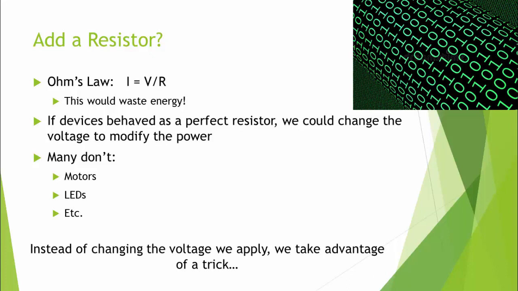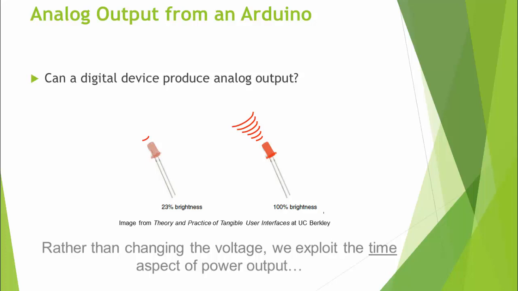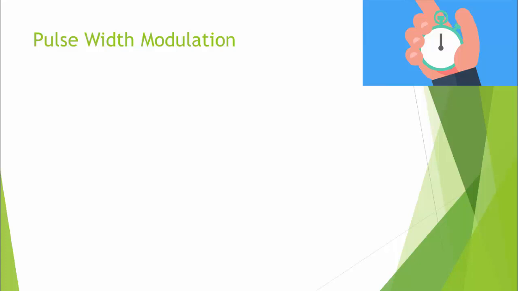Now what's the solution? Instead of changing the voltage, instead of applying a resistor, we use a different trick. So if we want to get analog output from an Arduino, if we want our digital device to produce analog output, rather than changing the potential, rather than changing the resistance, what we're going to do is we're going to look at that time aspect. Remember, it's joules per second, right? So we're going to use the time aspect to vary our power output. And this is where something called pulse width modulation comes in.